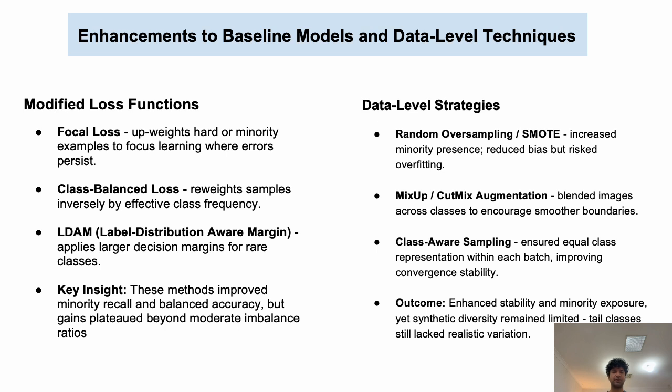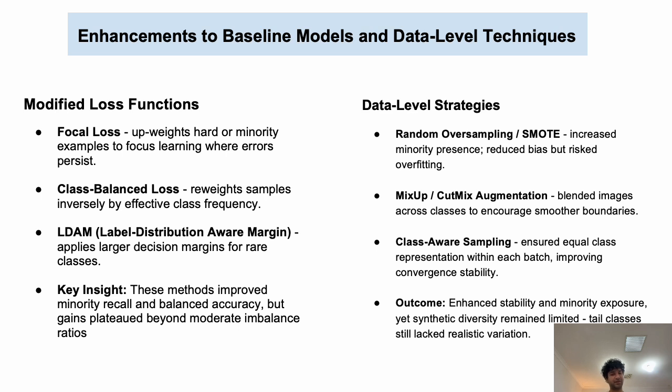So to start off with, I've used focal loss, which upweighs the minority class examples to focus learning where the errors persist, basically on the tail class observations, followed by a class balance loss, which reweights samples inversely by effective class frequency. And then I have also used LDAM, which is label distribution aware margin. This one's actually a good one. This one applies larger decision margins for rare classes.